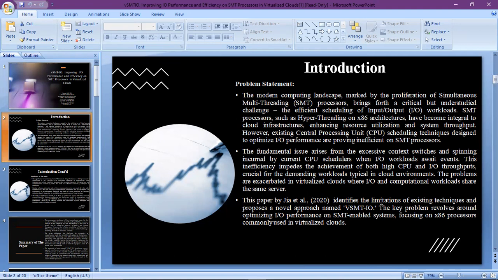In a recent paper by Gao et al. published in 2020, the limitations of existing techniques are identified, and a new approach called VSMT-IO is proposed. The primary focus is on optimizing I/O performance on SMT-enabled systems, particularly on x86 processors commonly used in virtualized clouds.